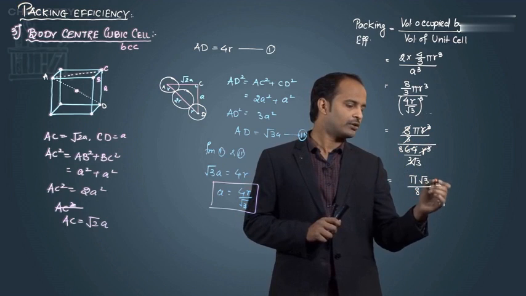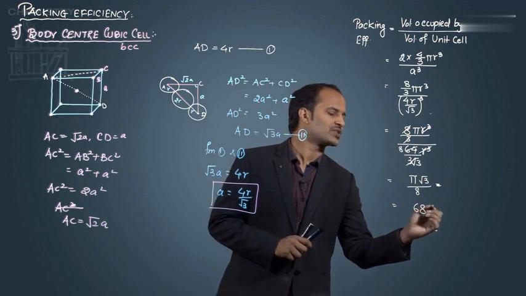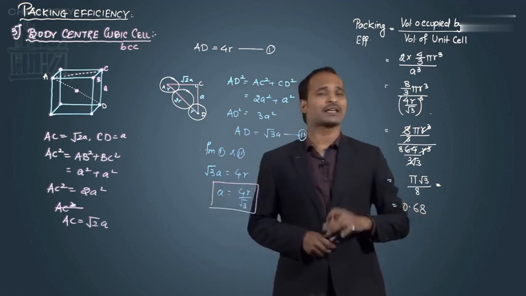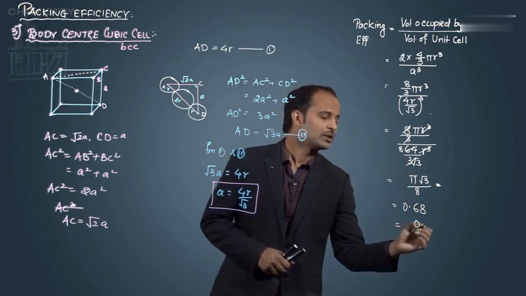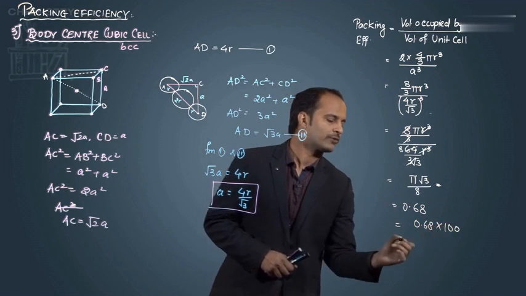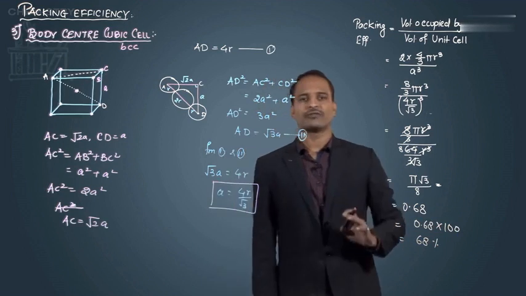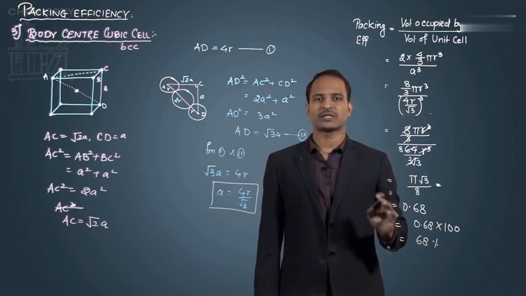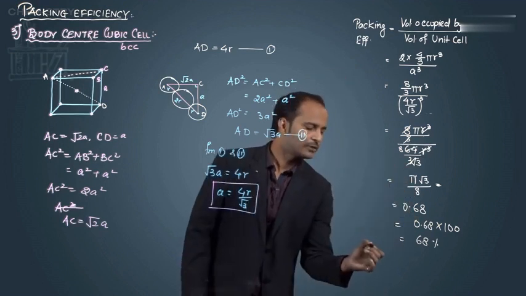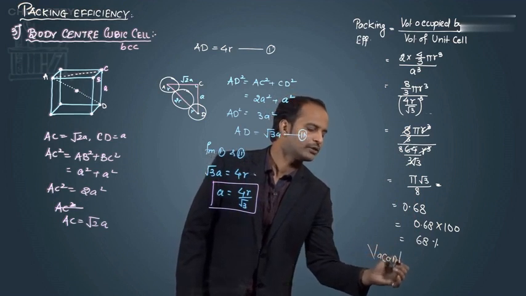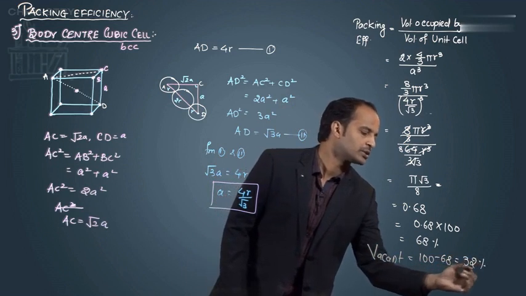So finally, on substituting all the values and solving it, you will get a value of 0.68. So this is the fraction of packing efficiency. If you want to convert it into a percentage, multiply by 100. So after multiplication, I will get 68%. That means out of the total available space, 68% of the space is occupied by the atoms and the remaining space is left, which is nothing but void. So vacant space is 100 minus 68, that is 32%.